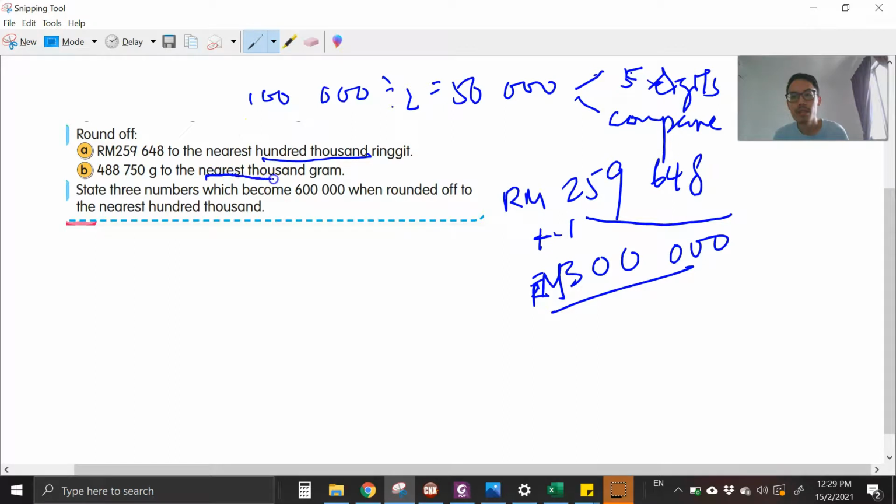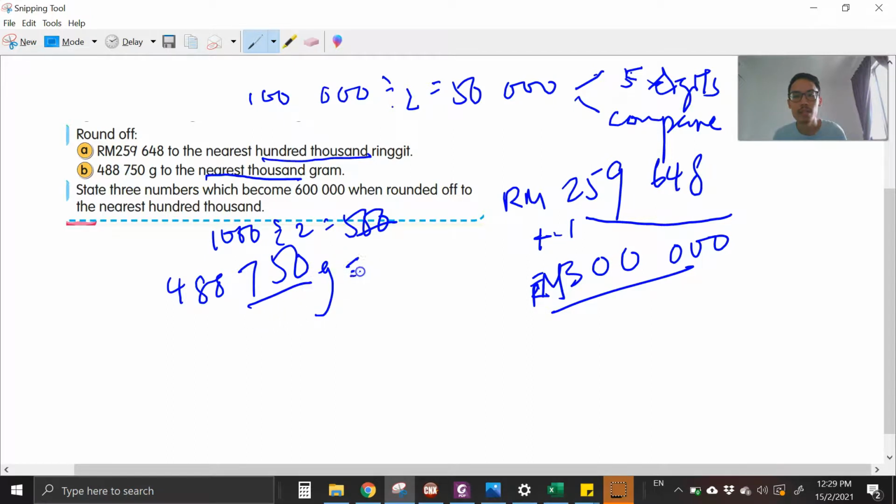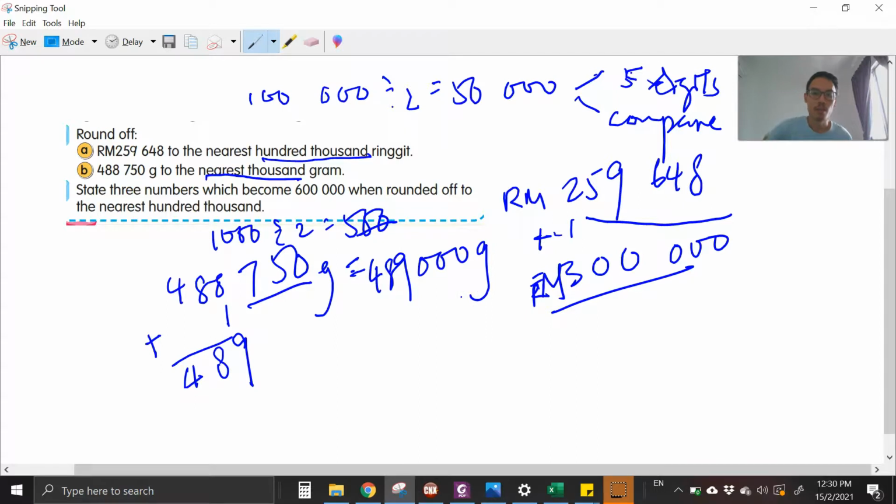Question B, nearest 1,000 gram. You write 1,000 divided by 2, you get 500. So only 3 digits. So same thing, you have to write the gram. Underline the last 3 digits. This one is bigger than 5, so you need to plus 1. 488 plus 1 is 489. And then the last 3 digits change to zeros. Write your gram.